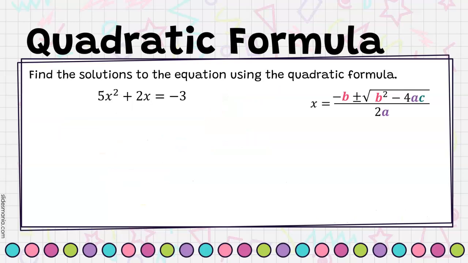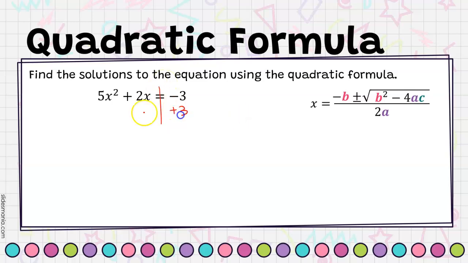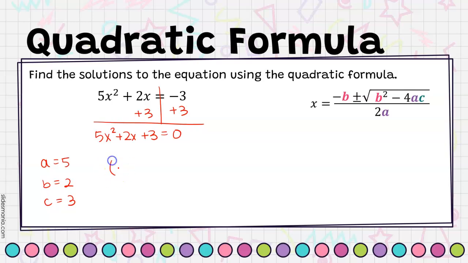Here is one last problem for you to try. I'm going to ask you at the very last, what is the solution, or solutions, to this equation? Here we have to add 3 to get it equal to 0, which leaves us with 5x squared plus 2x plus 3 equals 0. Our a is 5, our b is 2, and our c is 3. We're going to use b squared minus 4 times a times c. And we can plug that into our calculator, or we can do a little bit of mental calculation.